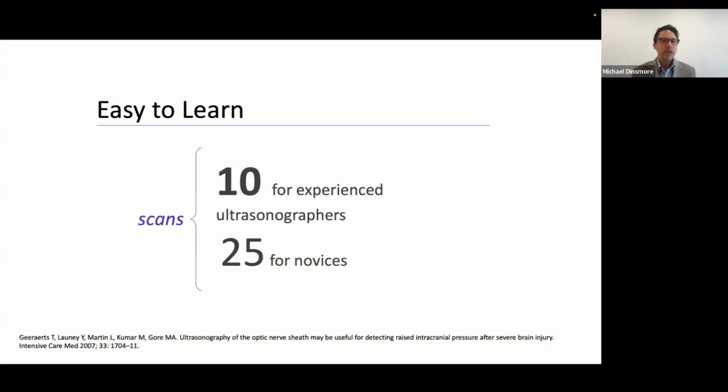Okay. So how easy is this to learn? How long is this going to take you? If you read the literature, papers will say up to 10 scans for the experienced ultrasonographer, and as little as 25 for the novices. Now, this paper that quoted this, I don't exactly know. There isn't really much evidence to support where they got these numbers from.